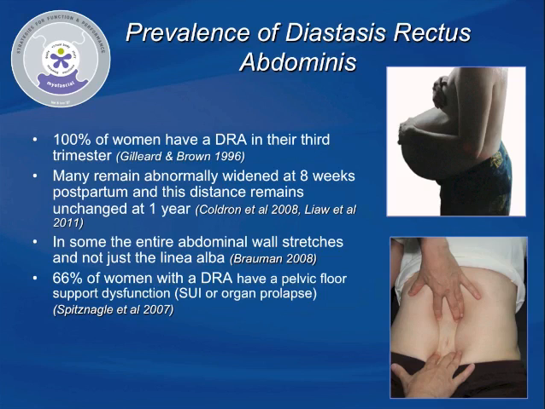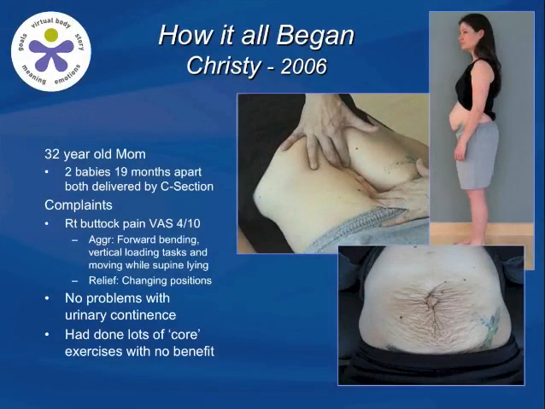Now, how all this began for me was, again, with a patient in the clinic that usually tends to drive my curiosity. And this is Christy. She was a 32-year-old mom at the time who had had 2 babies, 19 months apart, and both were delivered by C-section. Now, C-section doesn't cause a DRA. It just happened to be her method of delivery.